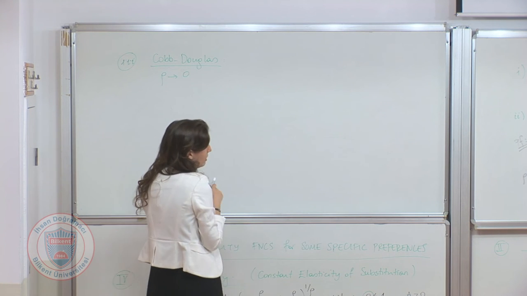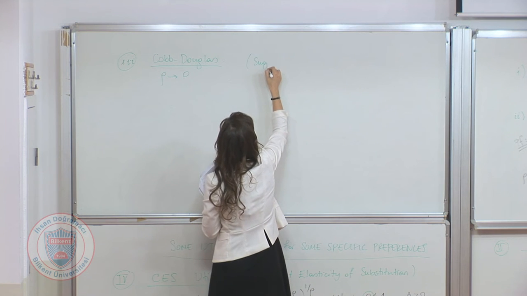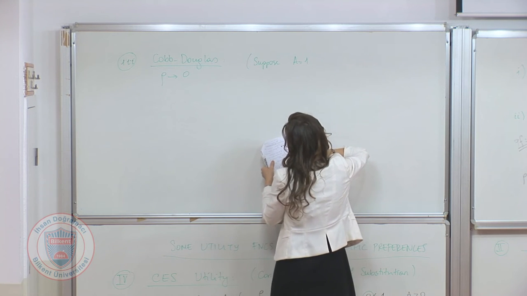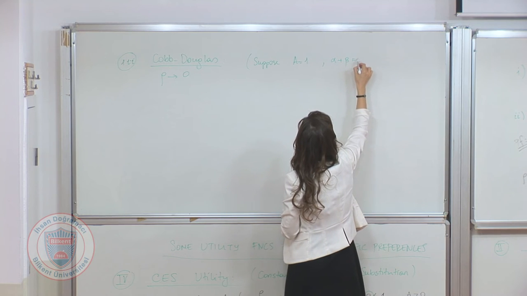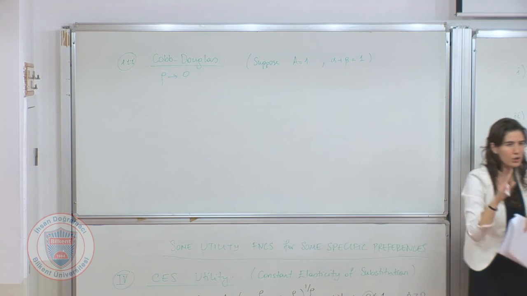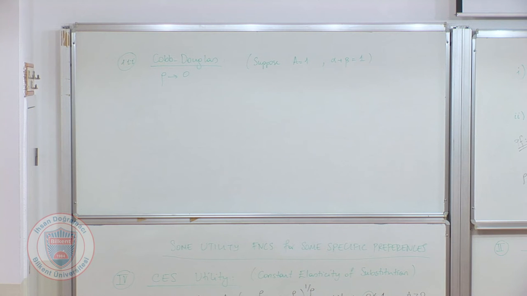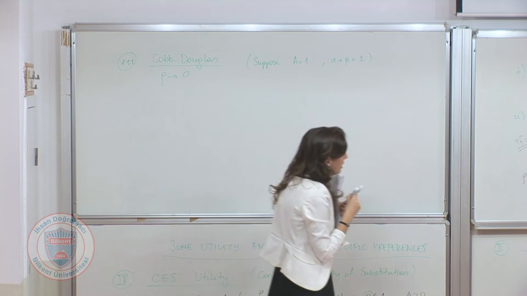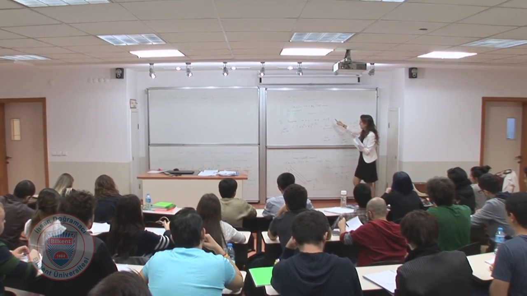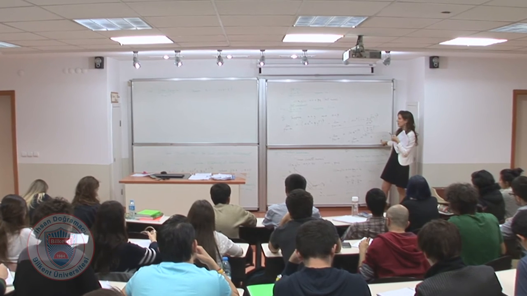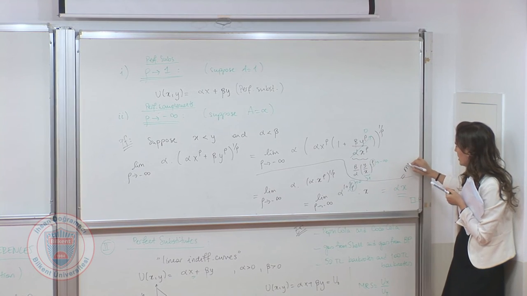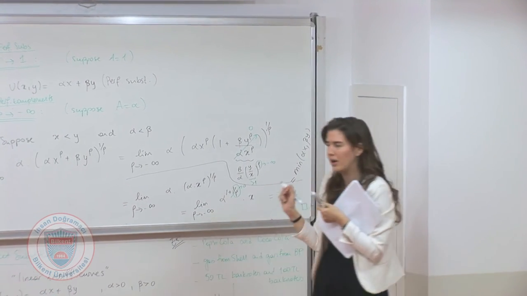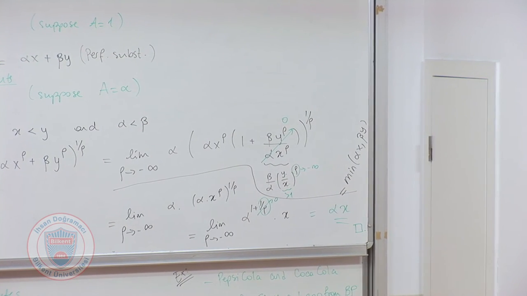I'll tell you what you should take. Suppose in this case, A is equal to 1. And then suppose also alpha plus beta is equal to 1 as well. It doesn't have to be, but to make it much easier to show, assume that this is the case. Then remember the Cobb-Douglas function was this. Because in the perfect complements case, this was the minimum of alpha x, beta y. So now here, we basically have this.